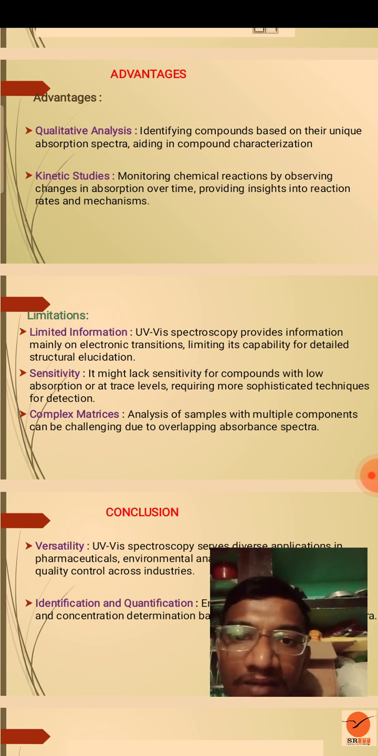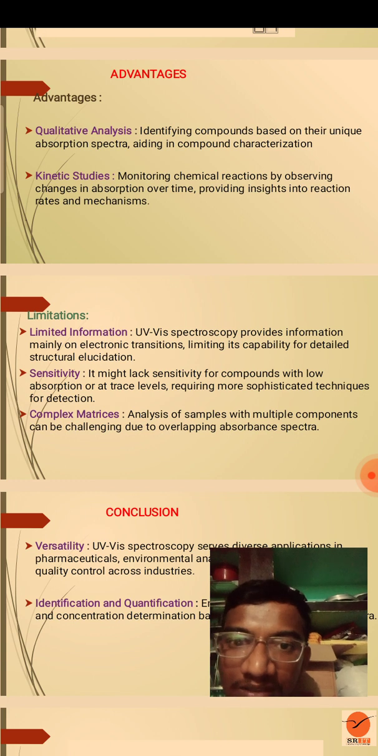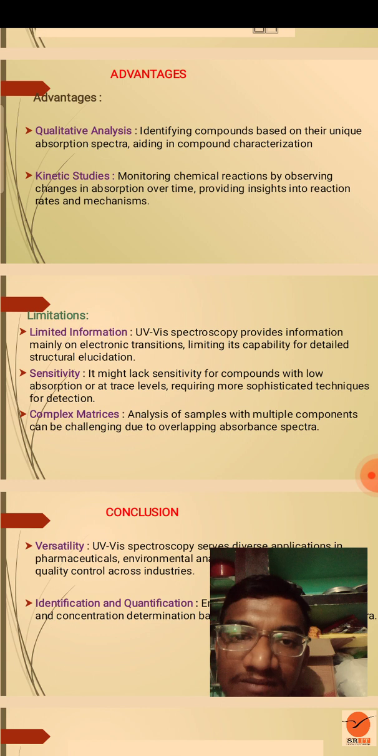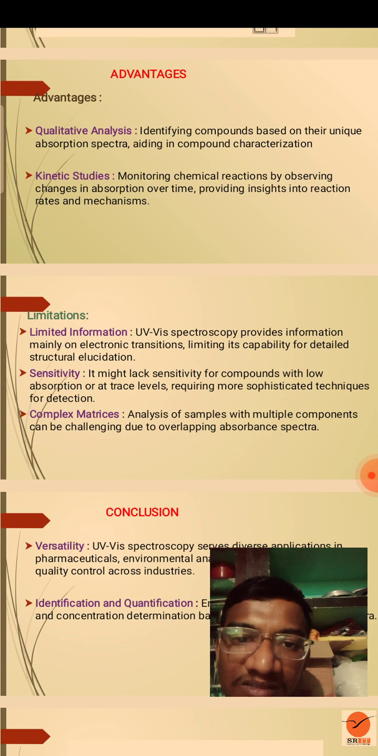Limitations means we have limited information, sensitivity, and complex matrices. First, limited information. UV visible spectroscopy provides information mainly on electronic transitions, limiting its capability for detailed structural elucidation. And sensitivity means it might lack sensitivity for compounds with low absorption or at trace levels, requiring more sophisticated techniques for detection. And complex matrices means analysis of samples with multiple components can be challenging due to overlapping absorbance spectra.